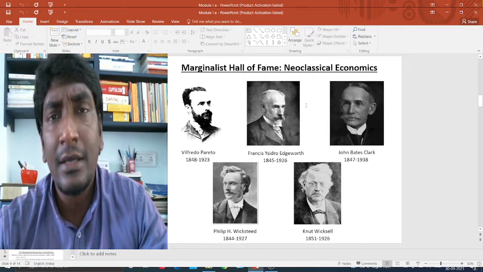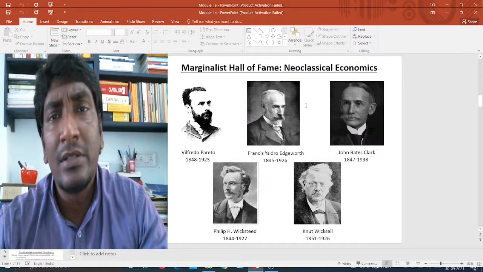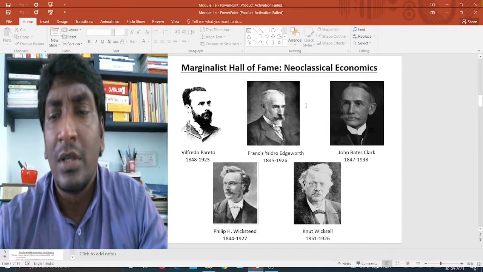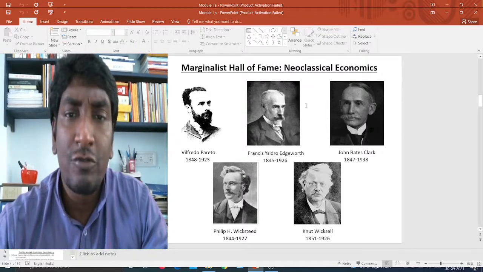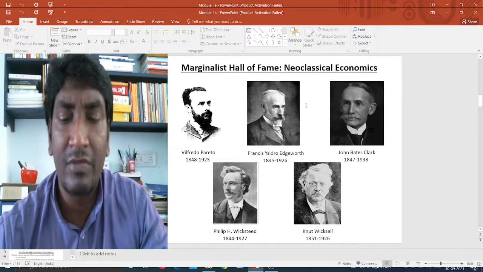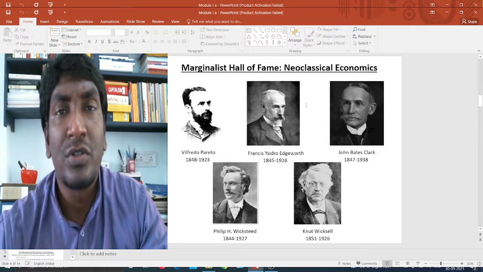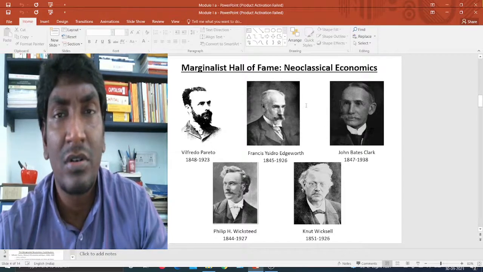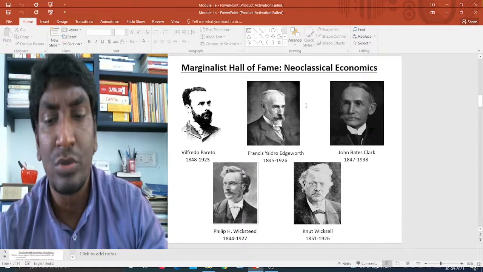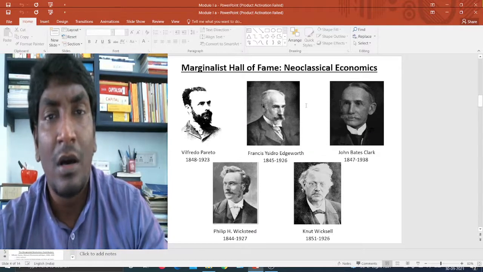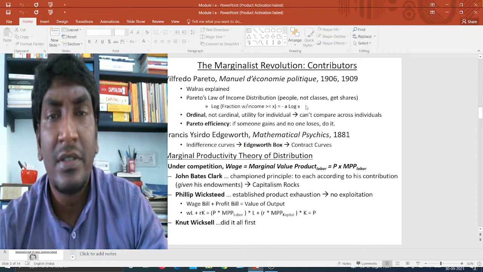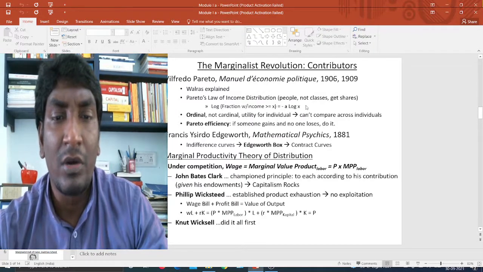Of course, the mathematical exercise of economics was also done by Francis Edgeworth. Then you have John Bates Clark, and of course you all know that Clark had given immense contribution, especially in the American literature. Clark's contribution was very, very important, especially even in teaching also. His contribution is very, very important, and we will discuss all of their contributions one by one.